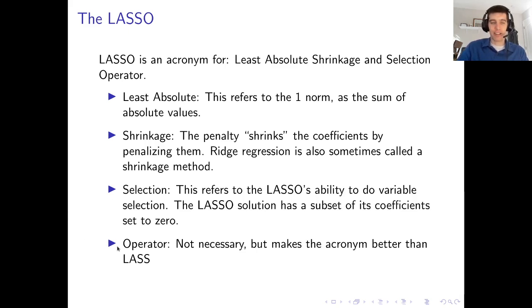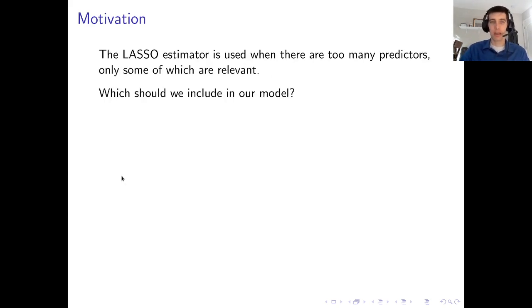And then lastly, the operator. I think this is just something that was tacked onto the end because they like LASSO as a word better than LASS. But anyway, so least absolute shrinkage and selection. And so you can use the LASSO estimator when you have too many predictors and you want to find which ones are relevant. Okay, this is similar to our previous lecture on variable selection.